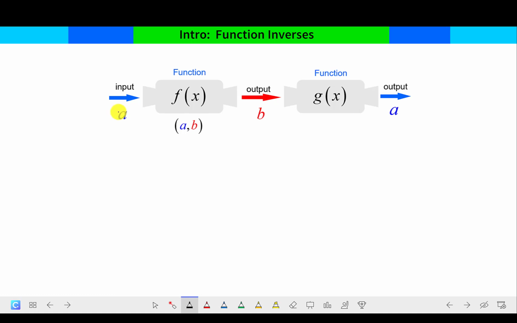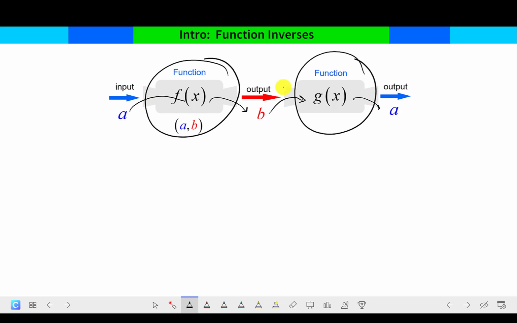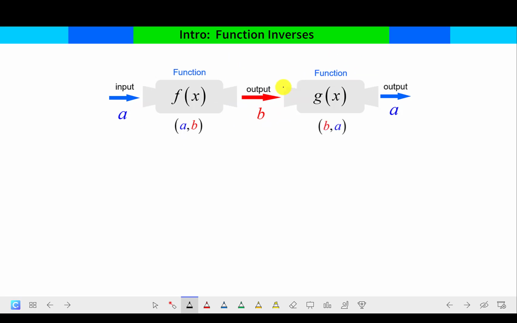So in other words, we put this a into this function, it spits out a b. Then we take this b and we put it in this, and it spits out an a. Okay, so basically whatever happened in here was undone by this. So it undid that.